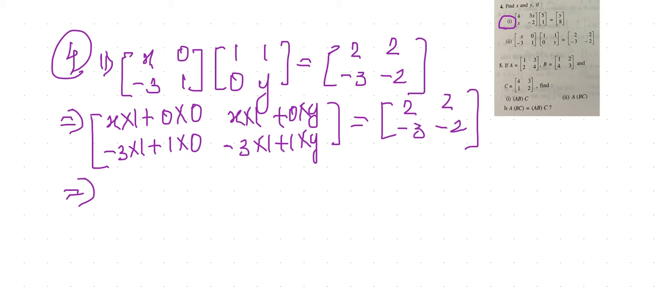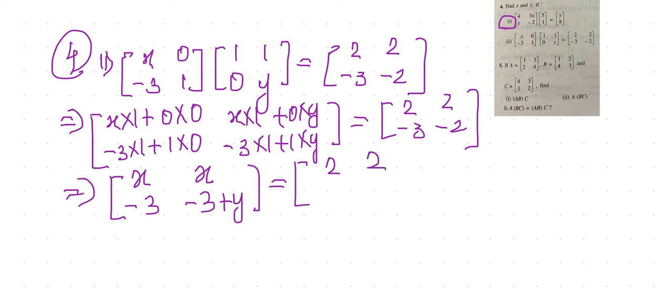x into 1 is x, so write down here x. Then again what you are having, so I'll be just telling you here. So this is our question number 4, right? Okay, so x into 0, so here also I'll be getting x only. So minus 3 into 1 is minus 3, so in the base I am getting minus 3, and here I am getting minus 3 plus y is equal to 2, 2, minus 3 and minus 2.